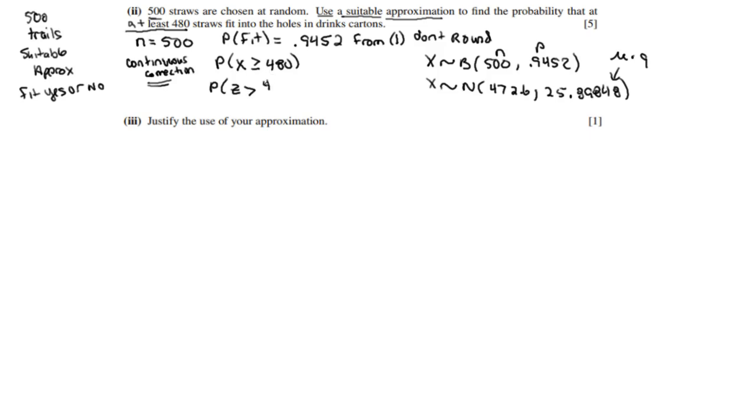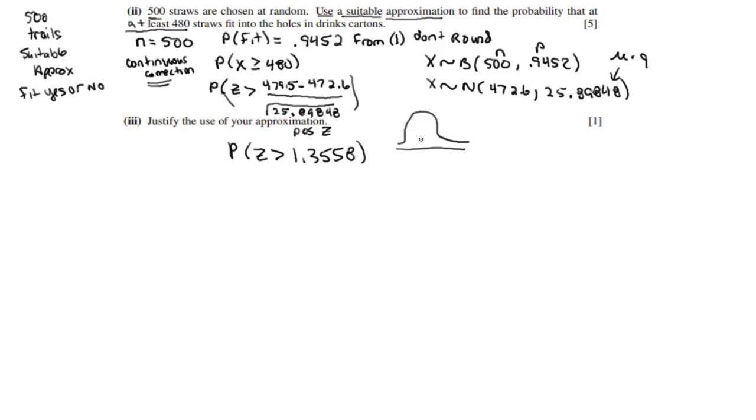All right, so our z, we're going to use 475.5 because we want to include the 480. All right, take away the mean, then divide by the square root of the variance. Use a bunch of digits. And then all we got to do is figure out what the z-score is because we're finding a probability, and we just got to simplify this and figure out what the z-score is. So the z-score, when I do all that, I get 1.3558.